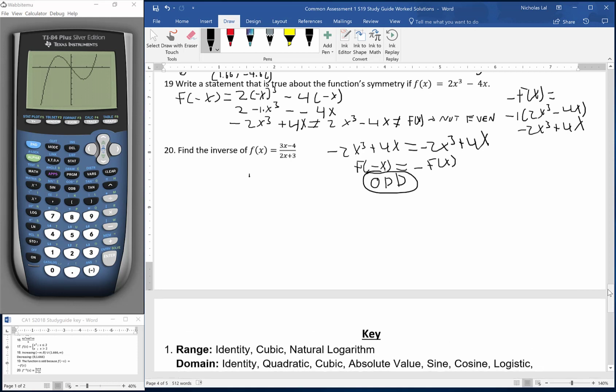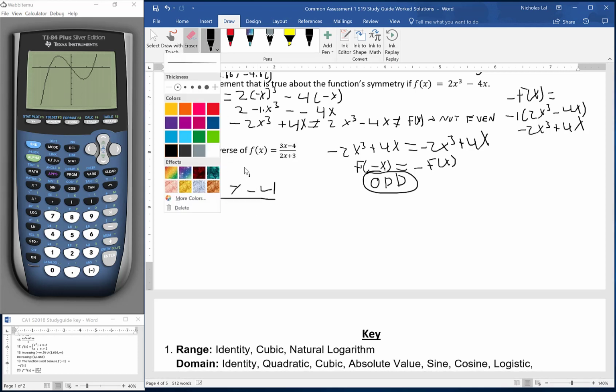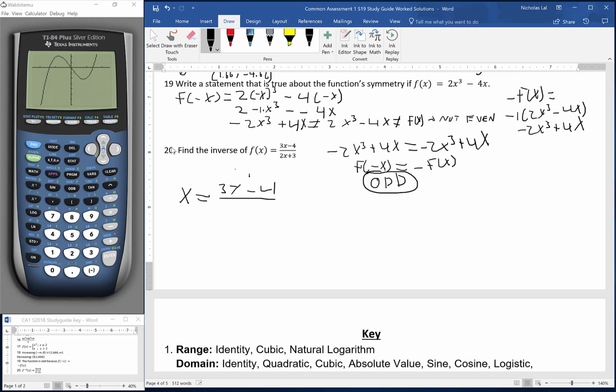So switch the x's and the y's. x is equal to 3y minus 4 over 2y plus 3. So my apologies. Don't miscopy problems like I do. Because if you miscopy a problem and then try to solve it correctly and then get the answer wrong because you miscopied it, that's a preventable way to get a question wrong. So multiply each side by 2y plus 3.